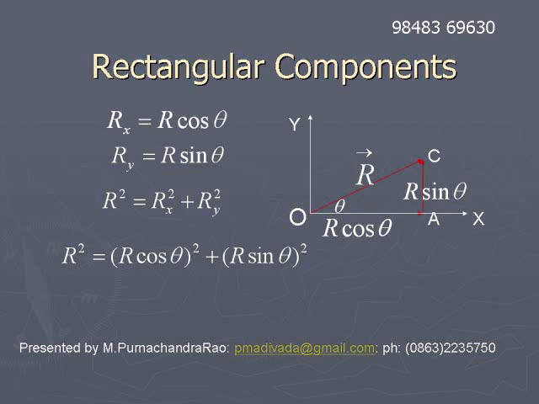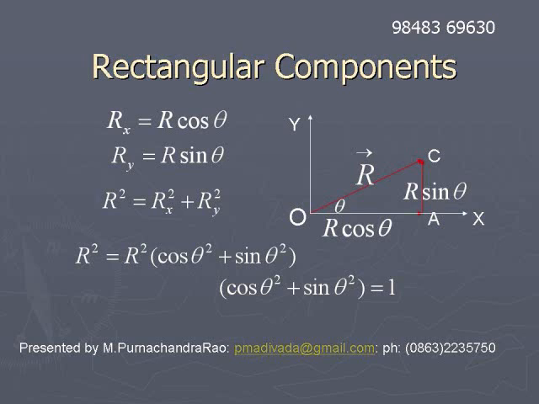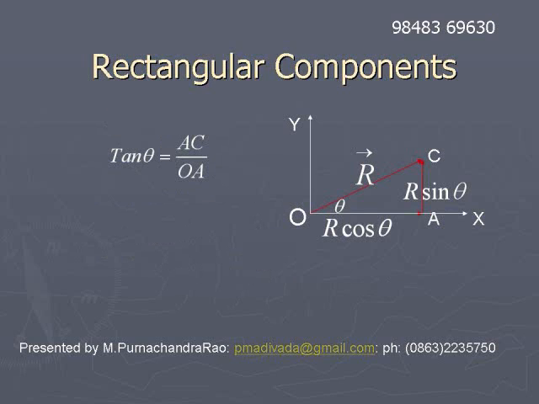So the square of the hypotenuse is equal to the sum of the squares of the sides. Hence, r square is equal to rx square plus ry square. But rx is r cos theta, ry is r sin theta. Hence, r square cos square theta plus r square sin square theta, where r square is common. Sin square theta plus cos square theta is 1. Hence, we will get r. So, r will be equal to square root of rx square plus ry square.